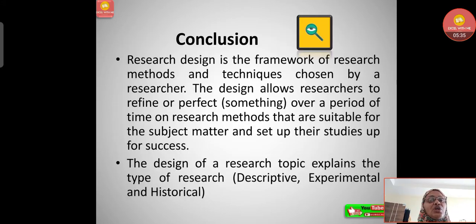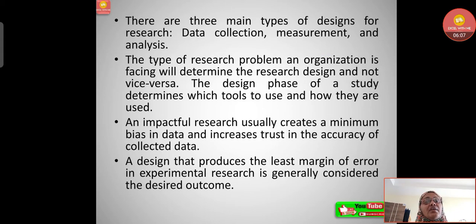Now let's conclude this topic. Research design is the framework of research methods and techniques chosen by a researcher. The design allows the researcher to refine the research methods that are suitable for the subject matter and set up their studies for success. The design of a research topic explains the type of research that may be descriptive, experimental, or historical. There are three main aspects of design for research, that is data collection, measurement, and analysis.